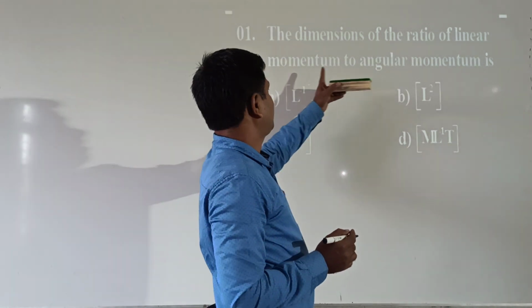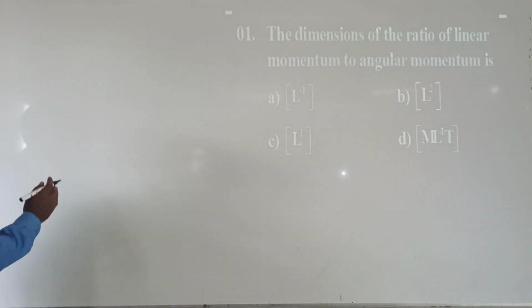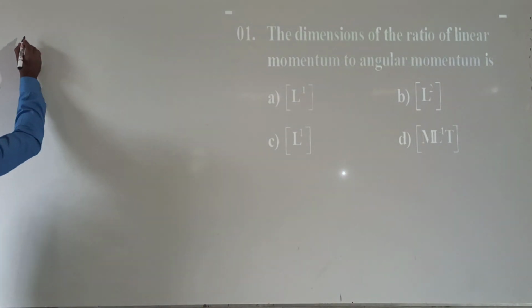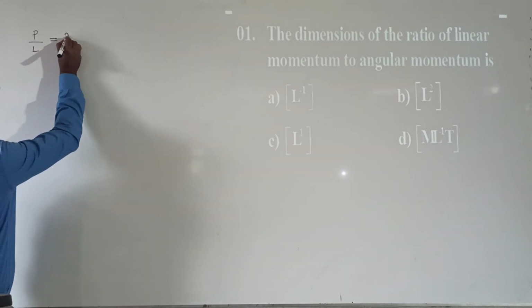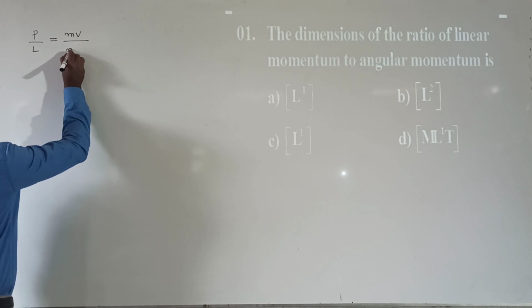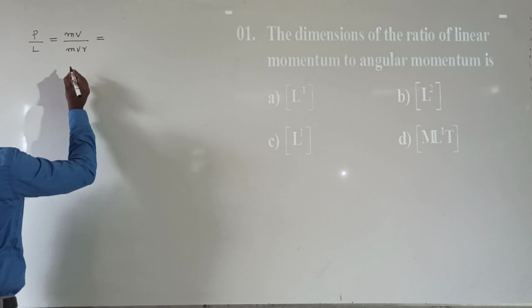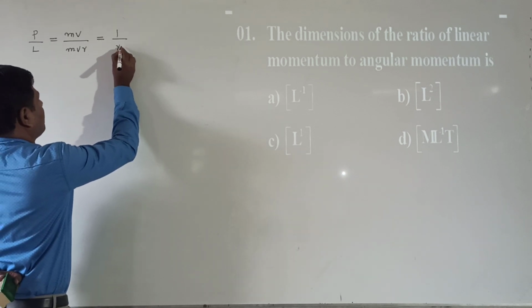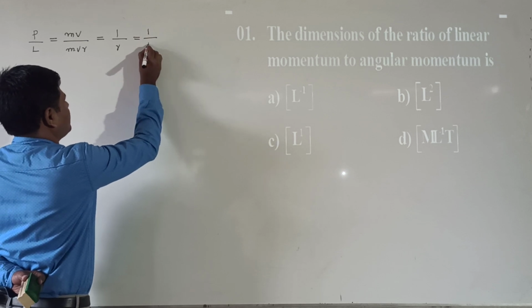The dimensions of the ratio of linear momentum to angular momentum. Linear momentum is P, angular momentum is L. The linear momentum formula is mv, and the angular momentum formula is mvr. Now what are we getting here? 1 by r. Here r means the distance we are taking.